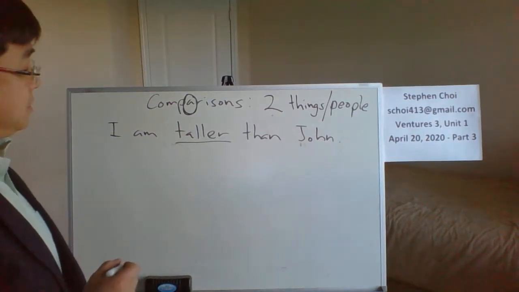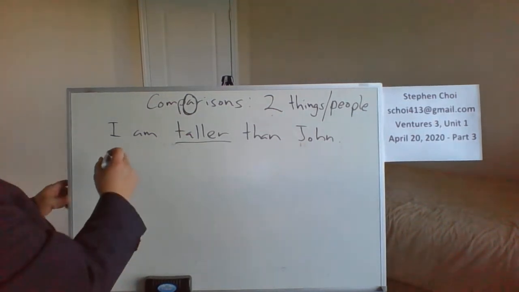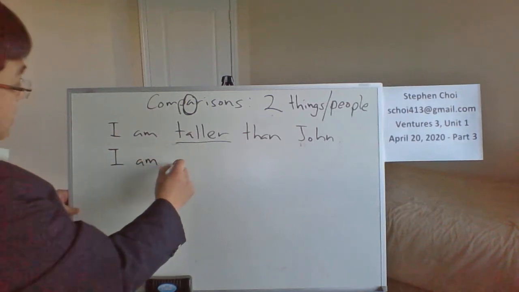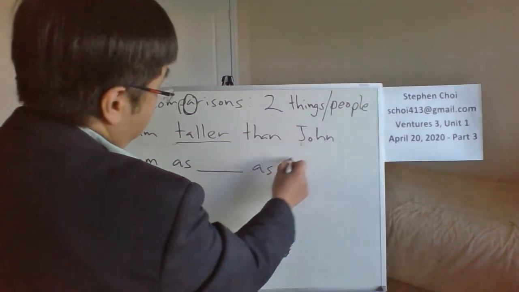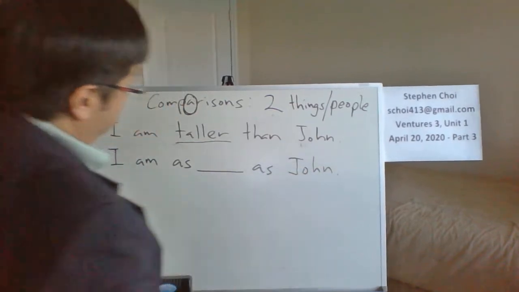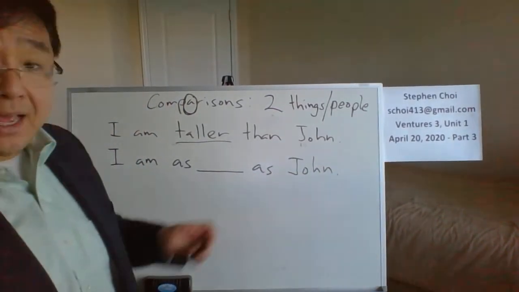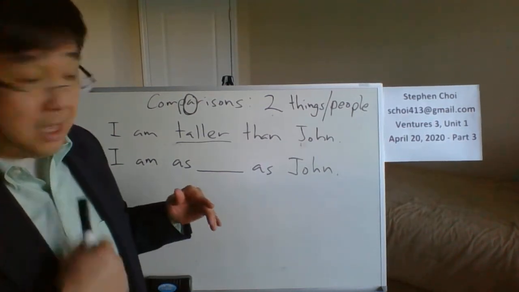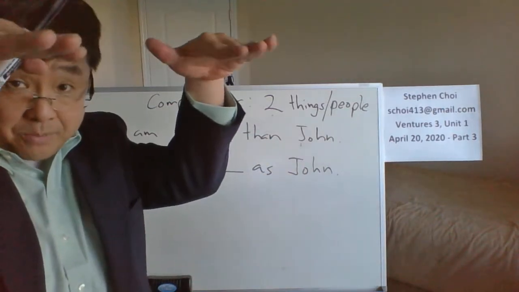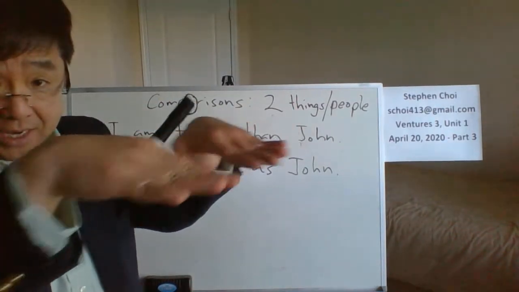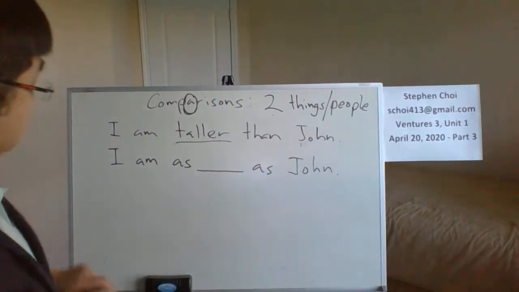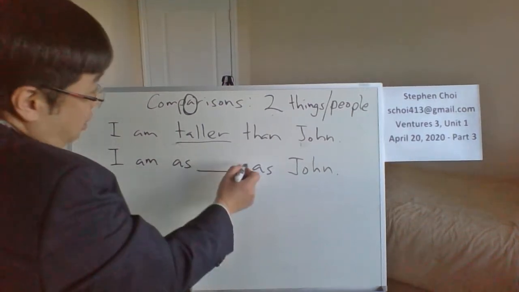Okay, comparative form. All right, and if I say I am as, okay, so if you just use as without the much, what happens here? That means I and John are the same in height, right? We're just the same height, exactly the same. I'm not taller and John's not taller. We're the same, equal, okay? So you say I am as taller as John?